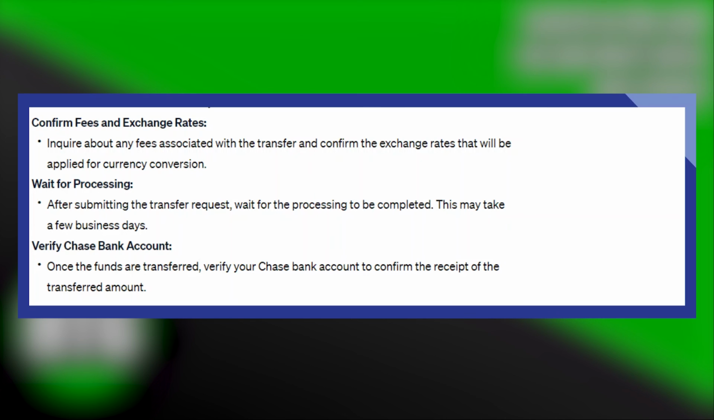This may take a few business days. Once the funds are transferred, verify your Chase bank account to confirm the receipt of the transferred amount.